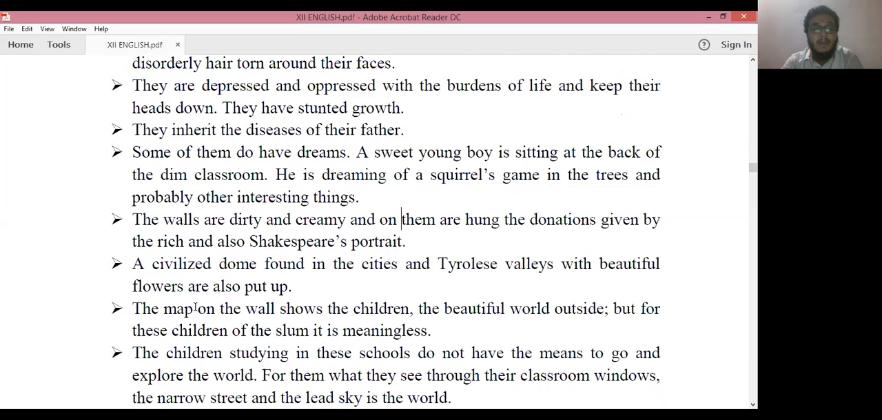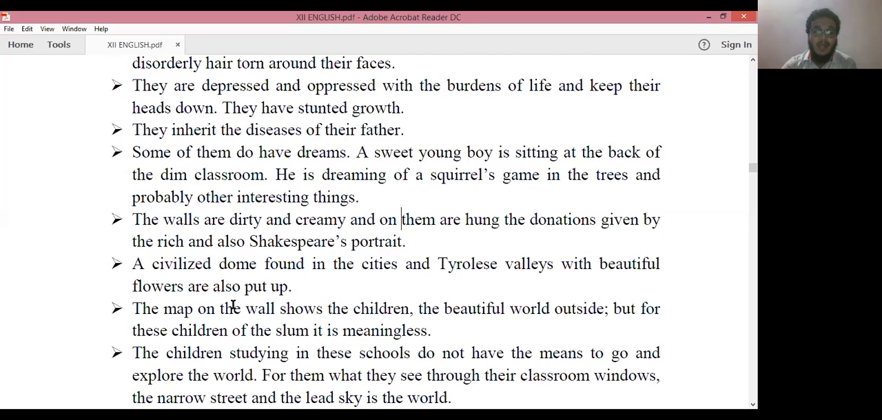Next line talking about the map on the wall. The map on the wall shows the children the beautiful world outside, and this is a contrast to the life of these kids. Their lives are a dirty world, and the map is showing a beautiful world. But for these children of the slum, it is meaningless. This beauty that the map is portraying has no meaning in their life.